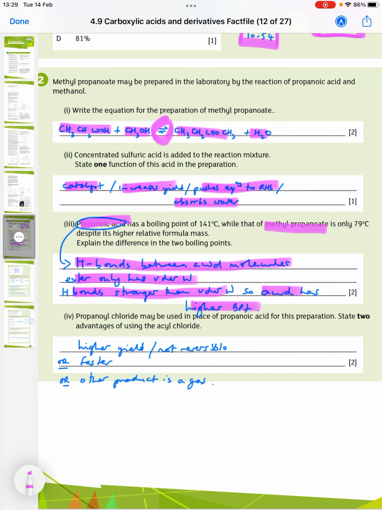And propanoyl chloride may be used in place of propanoic acid for this preparation. State two advantages of using the acyl chloride. Well, the first one is higher yield, or it's not reversible if you use the acyl chloride, or you could say it's faster, or you could say the other product is a gas.